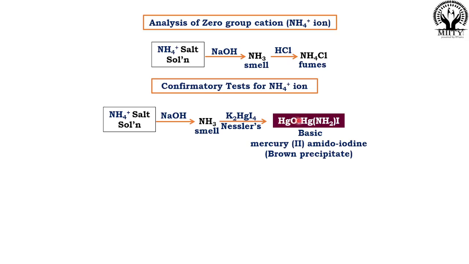HgO·HgNH2I is basic in nature, mercury(II) amido iodide, HgNH2I. It is a brown PPT. The formation of brown PPT confirms the presence of ammonia in the solution.